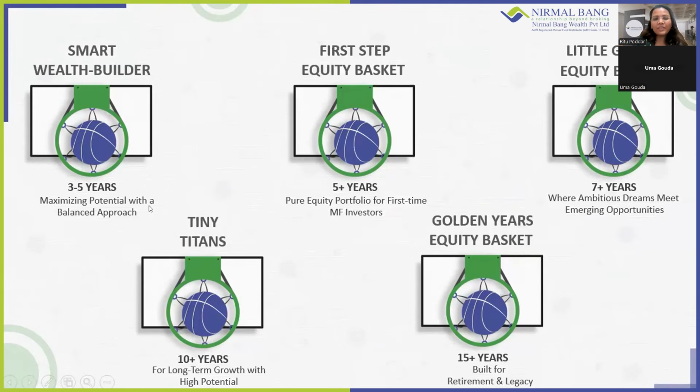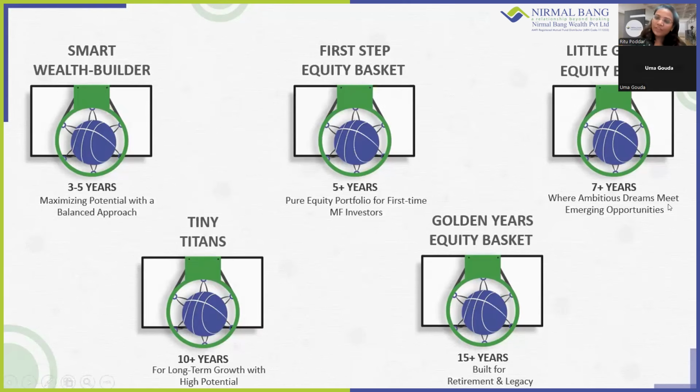तो BAF और multi asset का हमने combination दिया हुआ है. First time enter कर रहा है in mutual funds through you, probably a first timer. This is the one other basket. 7 year one is, हमने we called it as a little giant. It's a combination of mid and small cap.